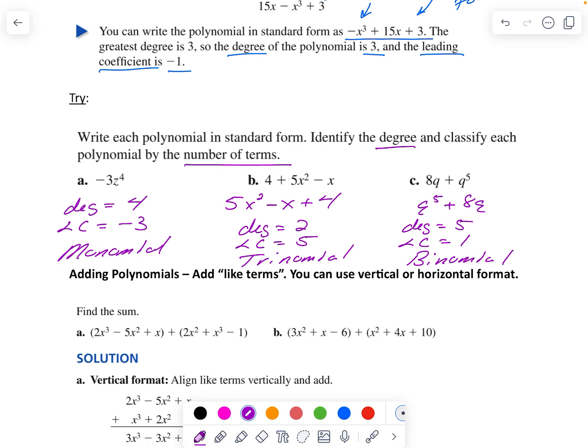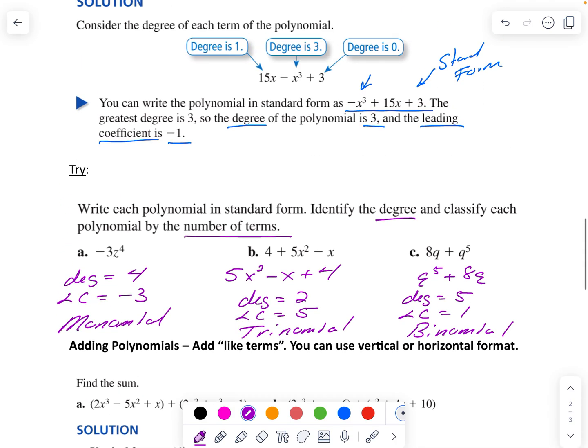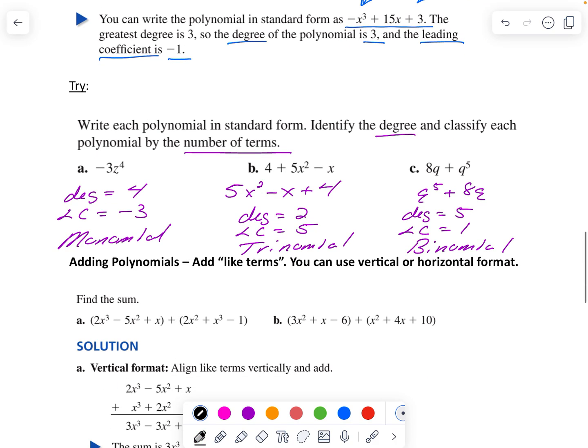So all of this is important. This is the assignment today. This is all we're doing for day 1. And the assignment will reflect all of this vocabulary: leading coefficient, standard form, degree, binomial, monomial, trinomial, all of that stuff. So now day 2, here's day 2.